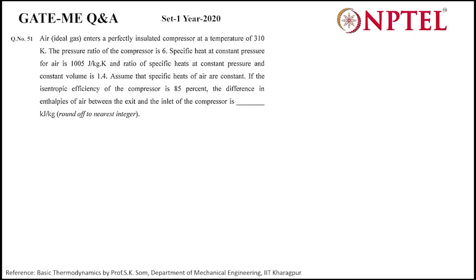This is the question from the GATE 2020 set 1. Question is, an ideal gas air enters a perfectly insulated compressor at a temperature of 310 Kelvin and the pressure ratio for the compressor is 6.